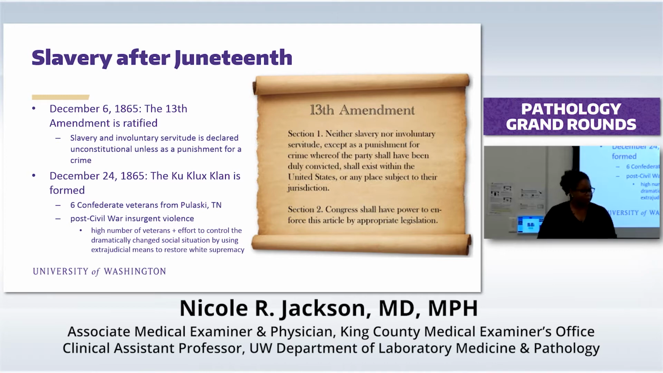Almost immediately after the 13th Amendment, the Ku Klux Klan was formed, on the order of days later, by 6 Confederate veterans in Tennessee. And then a lot of people who had fought in the war on the side of the Confederacy came together and formed the Ku Klux Klan.